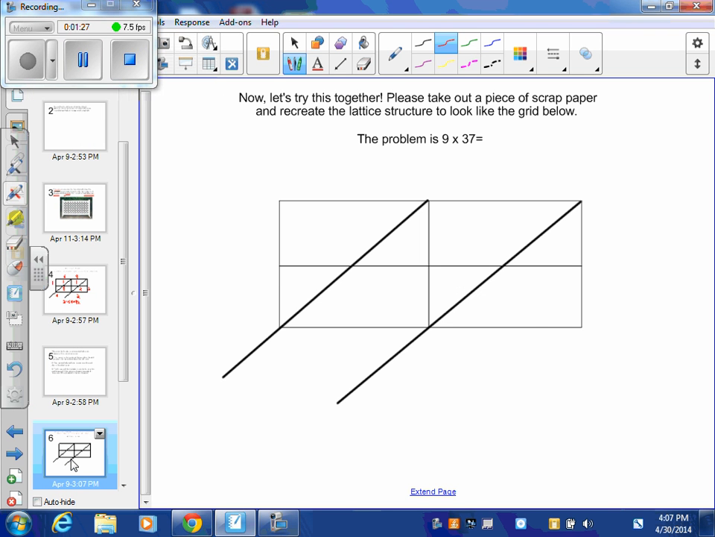Now, let's try this together. Please take out a piece of scrap paper and recreate the lattice structure to look like the grid below. Remember, you can always pause the video if you need more time.